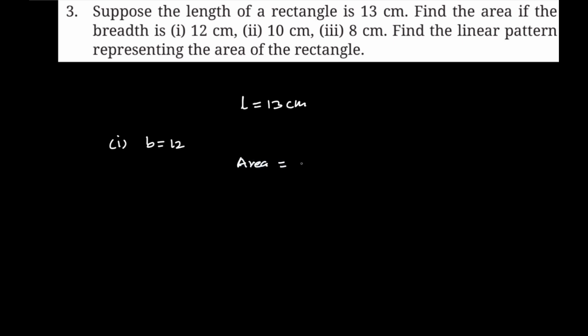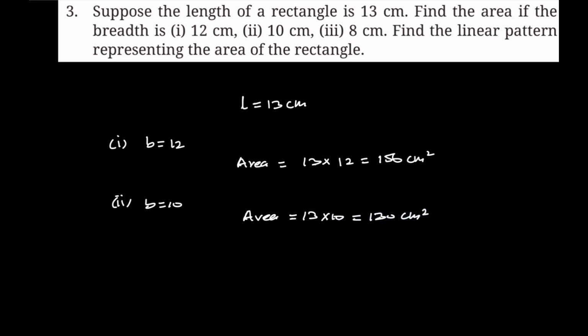So area is length into breadth. Length is 13, breadth is 12. So 13 into 12 is 156 cm square. Next, if the breadth is 10 cm, the area is 13 into 10, which is 130 cm square. Next, the third subdivision: if the breadth is 8 cm, find the area. So area equals length 13 into 8, which is equal to 104 cm square. The question is to find the linear pattern representing the area of the rectangle.